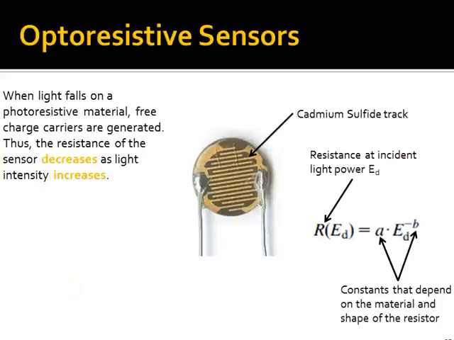Finally, resistive sensors can also be used to measure light intensity. However, I'll go over this in more detail when we get to the optical part of these videos.